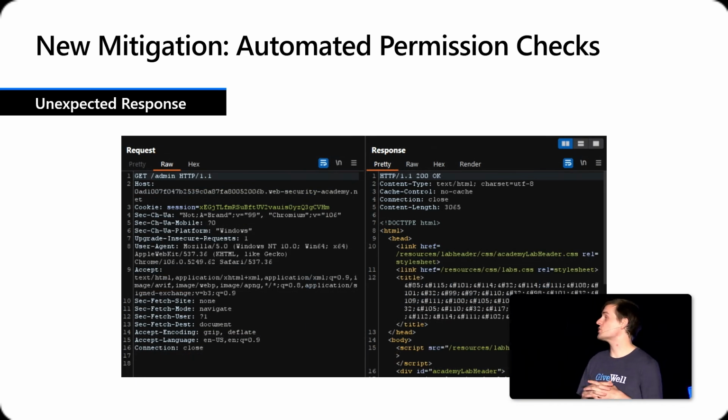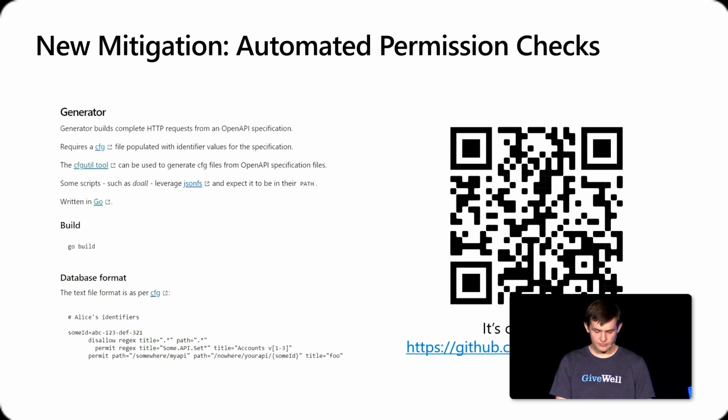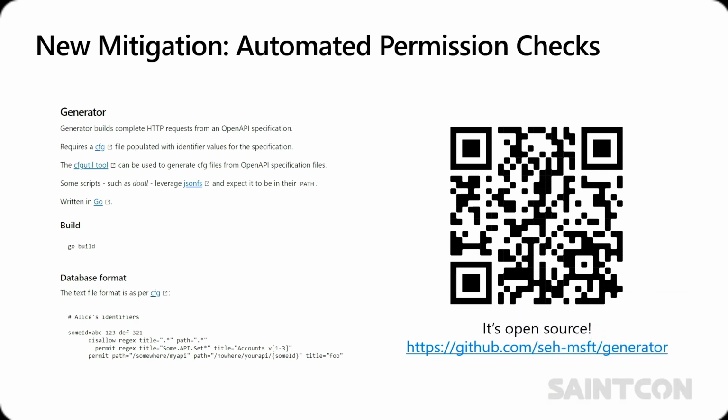If we see a case where a non-admin user, or some user without the proper permissions, is able to make a request to an endpoint and we see a response that's not what we expect, like a 200 OK here, then we know that something is wrong. My coworker Sean worked to create this tool, called Generator. It takes an OpenAPI spec and builds HTTP requests so that you can try a bunch of different requests really easily.